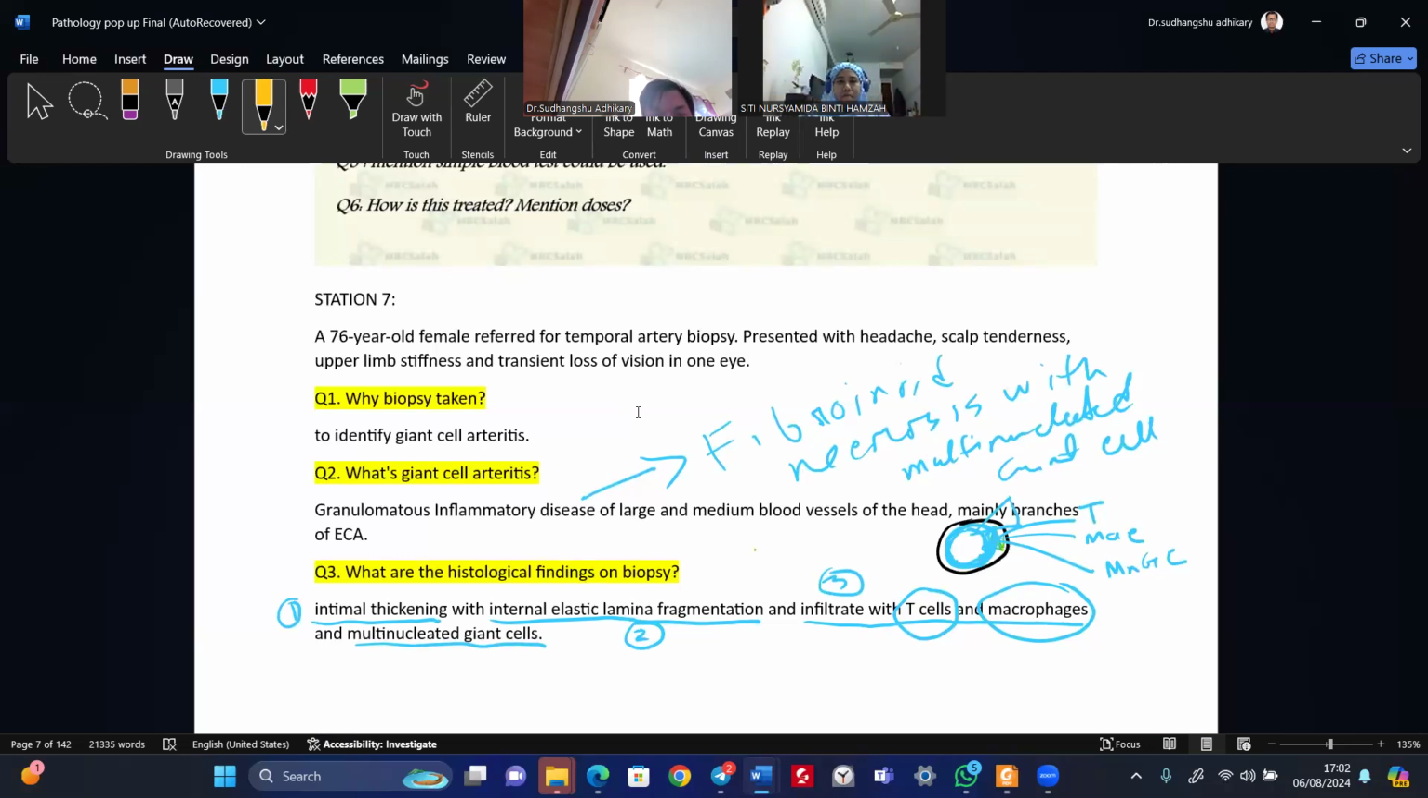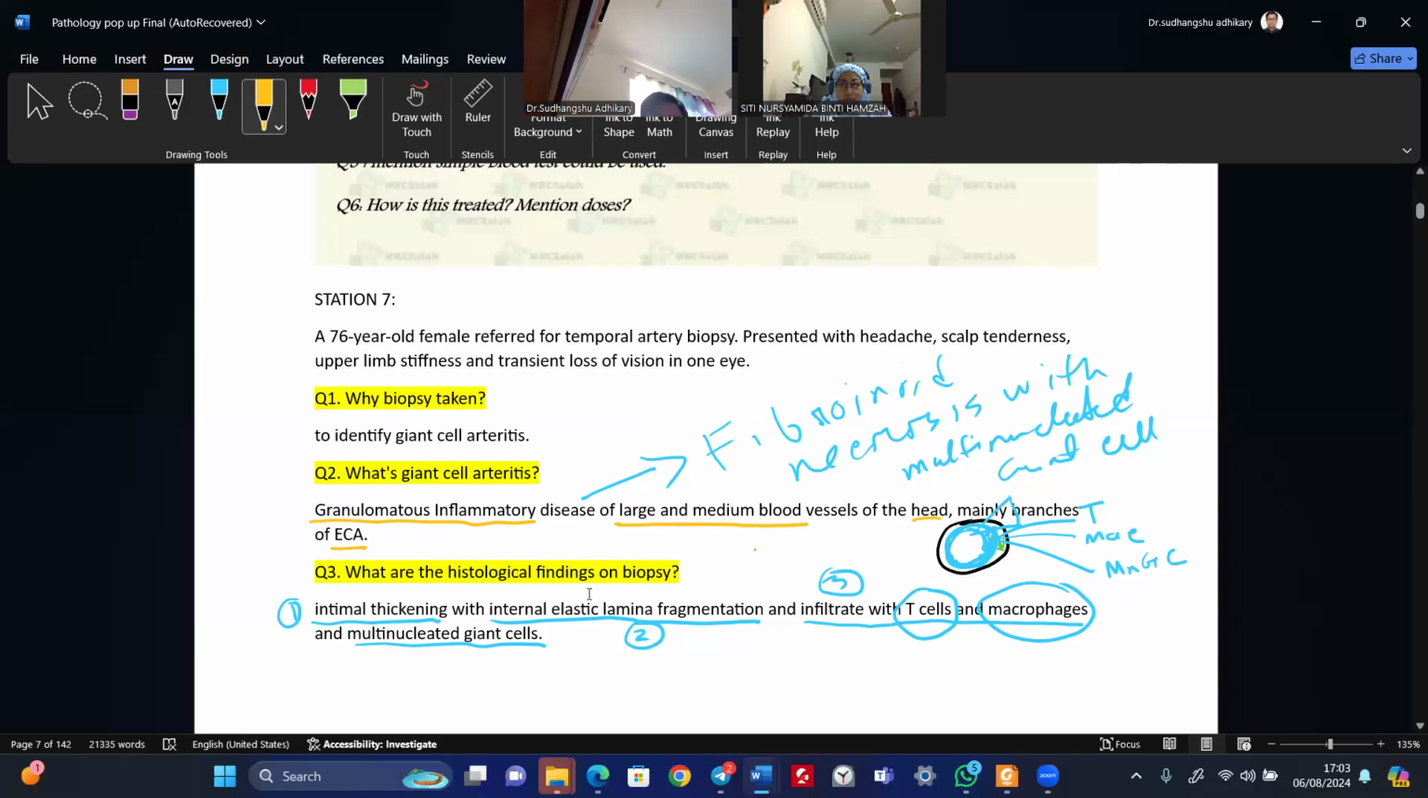What is giant cell arteritis? It is a granulomatous inflammatory disease of the large and medium sized blood vessels of the head, mainly branches of the external carotid artery.